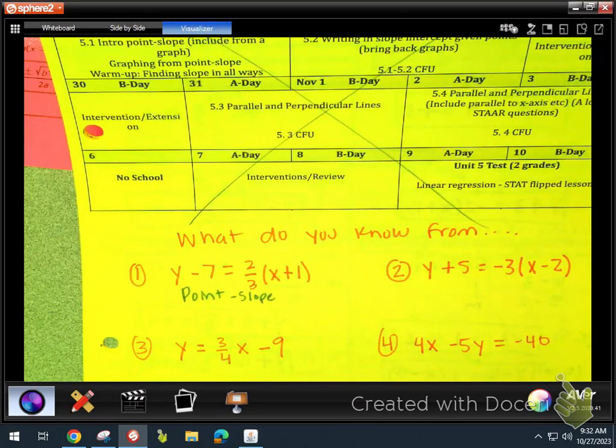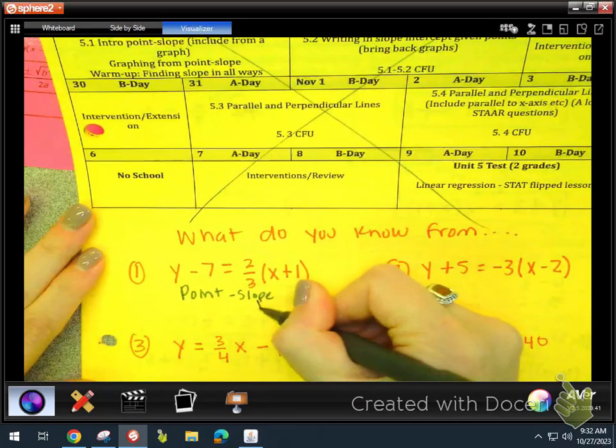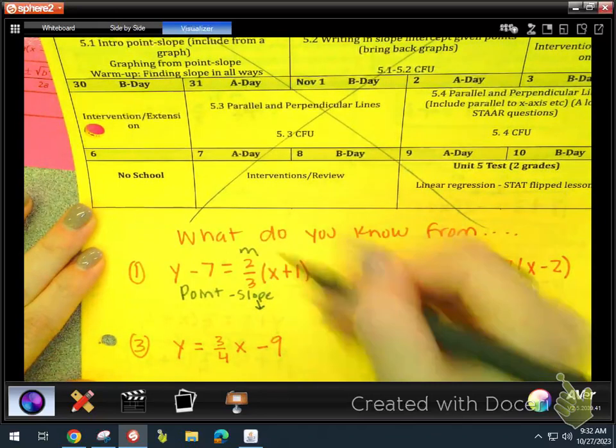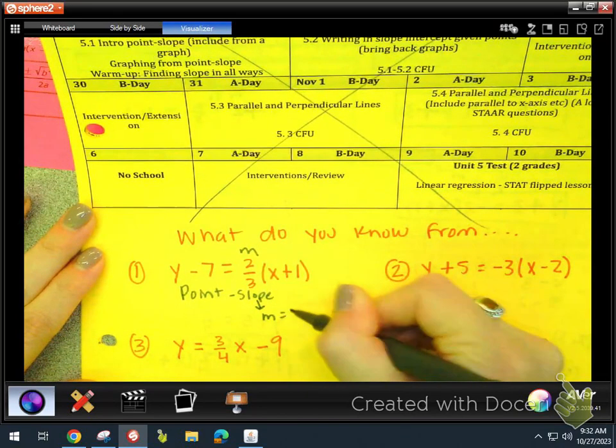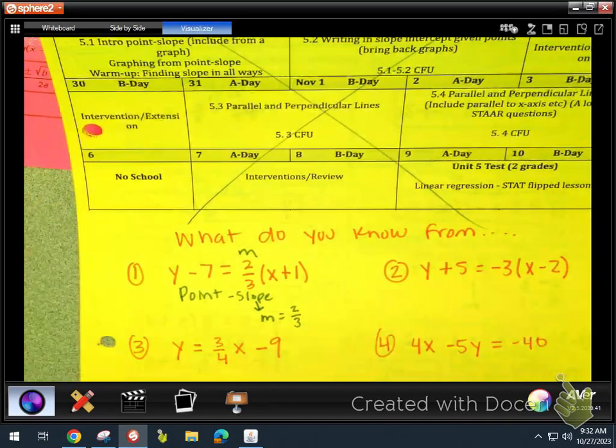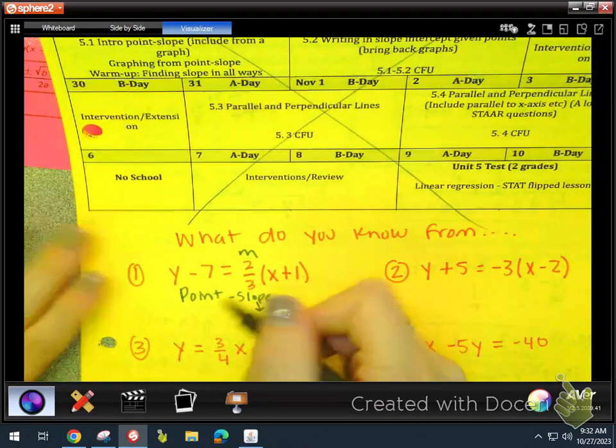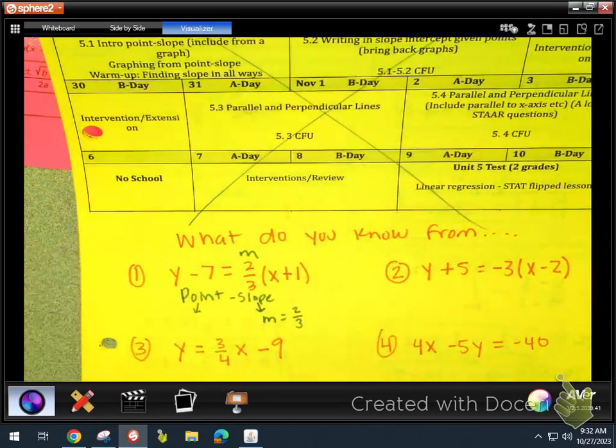That one's quicker. 2/3. How'd you know? It's next to it. Because it's right there. It's where the M is in the formula. So you can tell me, hey, I know what the slope is. Okay? Finding the point is a little bit trickier. It's not crazy, but it's a little bit trickier. Anybody know what the point is?